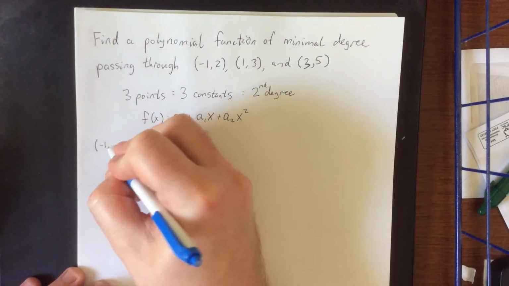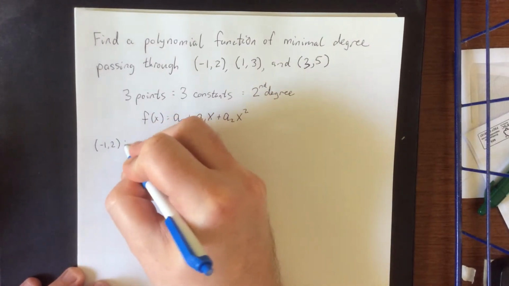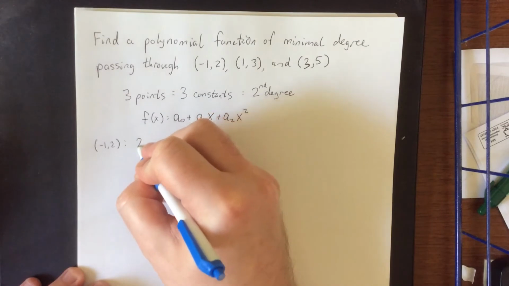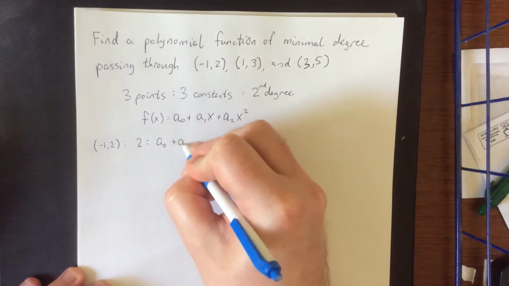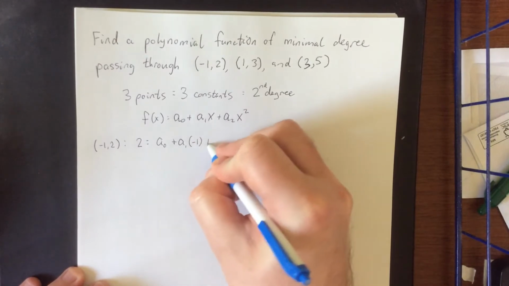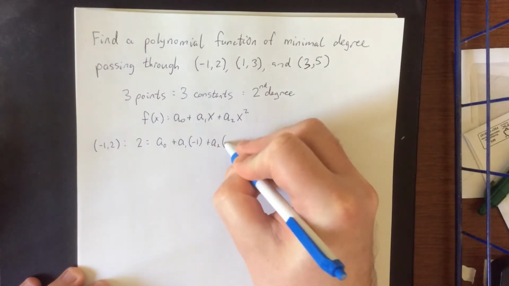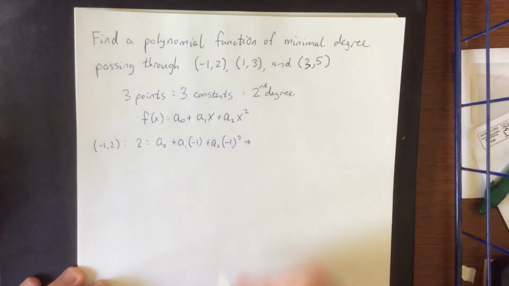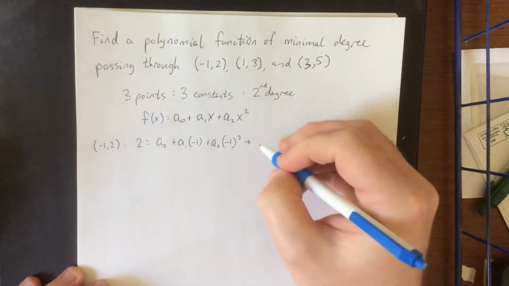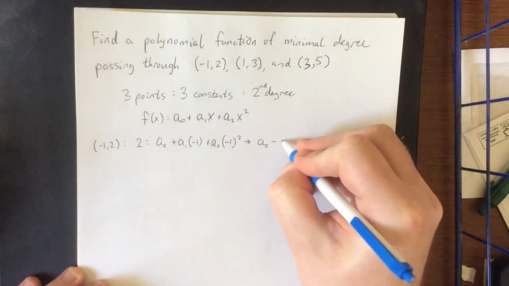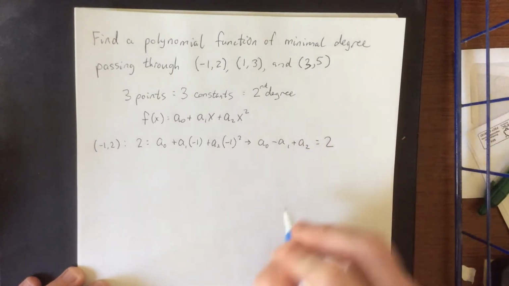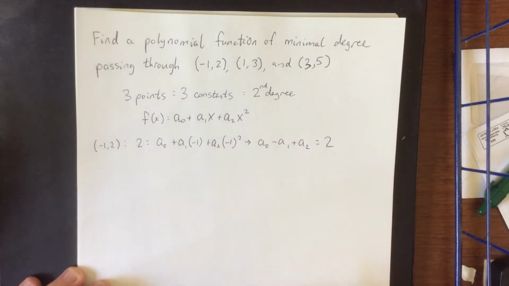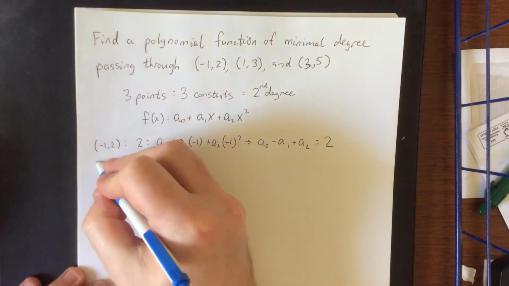So the interpretation that we can give to (-1, 2) is that the y value will be 2 when the x value is -1. Now, putting this into more of a standard form, we'll call this a0 minus a1 plus a2 is equal to 2. That'll be the first row in our matrix once we set this up.